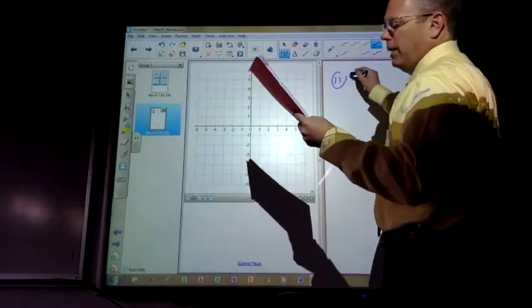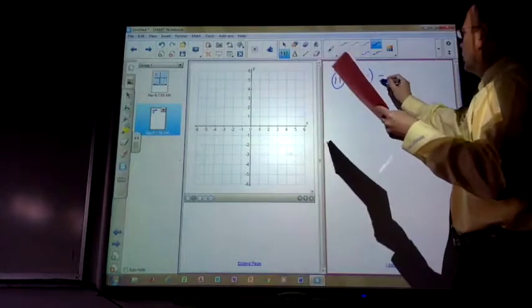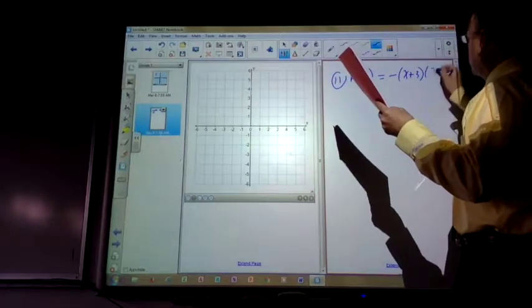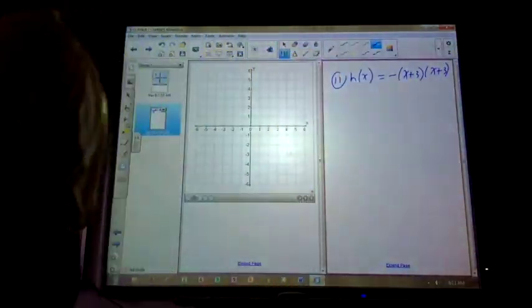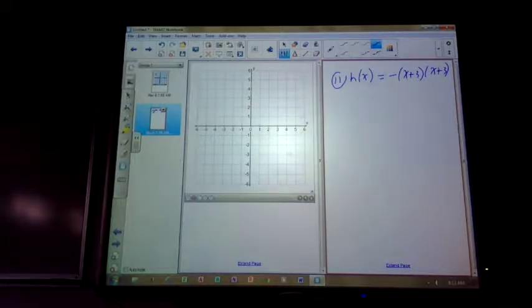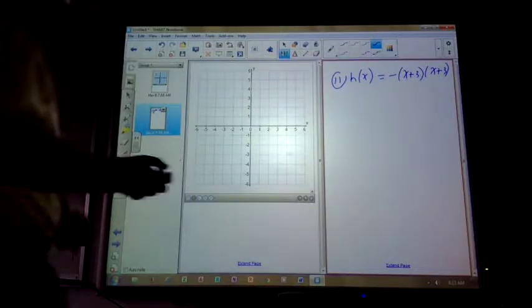Number 11, they tell us that h of x is the same thing as saying y equals negative x plus 3, x plus 3. Okay, so it looks a little different, but is there something about this problem that you can know about the parabola's direction? Yeah. Goes down. That negative out front means it's going to go down. Okay? But I have x plus 3. I happen to have it twice.